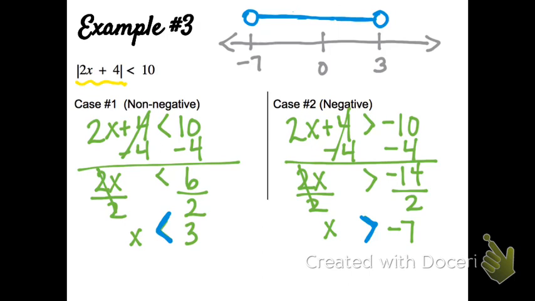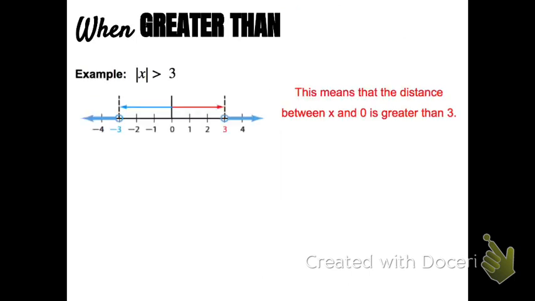All right, so let's go over the greater than inequalities, the absolute value inequalities with the greater than symbol. So these are slightly different. These are somewhat like those or compound inequalities. What this is saying is the distance between 0 and x is greater than 3.